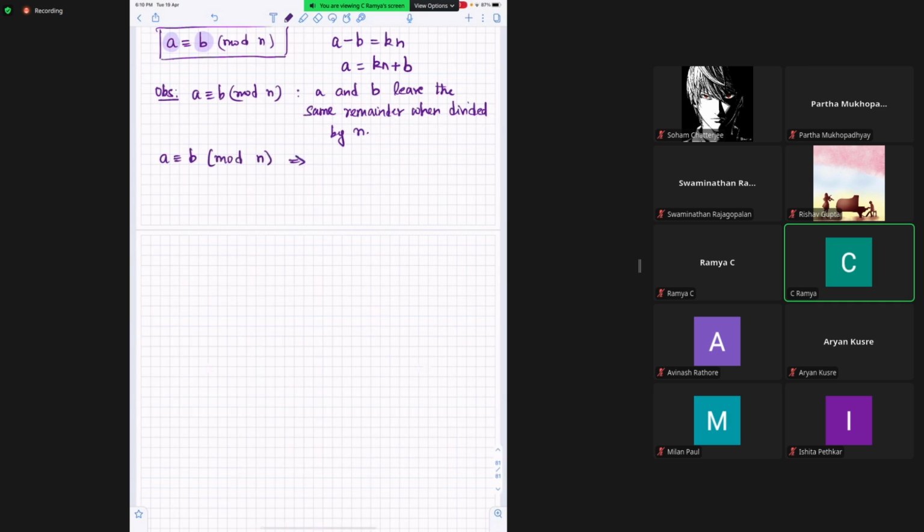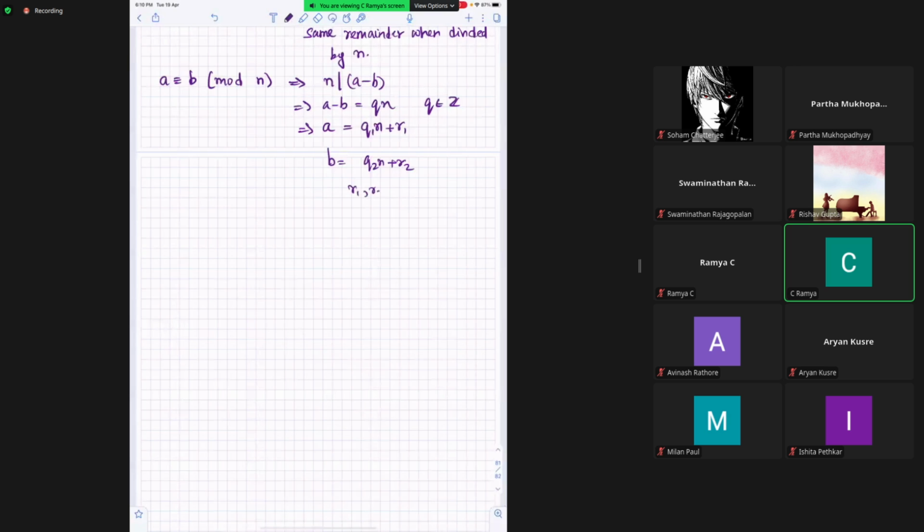So this by definition means that n divides A minus B. This means that I can write A minus B is Q times n. Let's use this equation. Right? So now I know that A, if I divide by n, I'll get some Q1 n plus R1, and B will be some Q2 n plus R2. And R1 and R2 are both integers less than n. One of them is greater than the other. Let's assume that R1 is greater than R2.